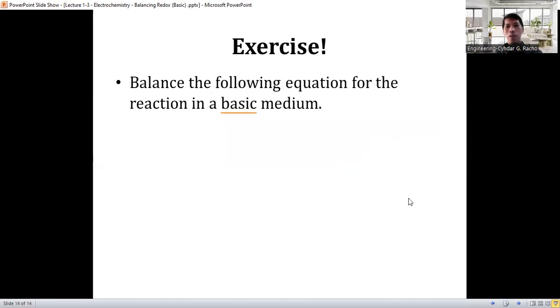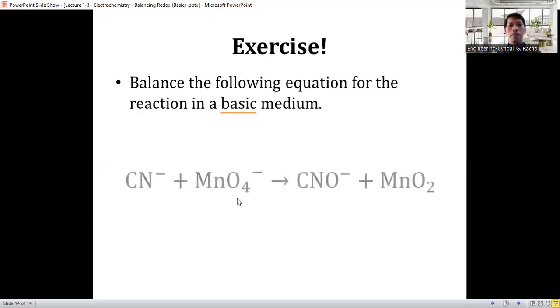Okay, so we have learned to balance the redox equation using basic medium. So let's have an exercise. So balance the following equation for the reaction in basic medium. Can you do that? Yes, you can. Kaya. So you try to solve it by yourself, and then we'll try to see if you got the correct answer when we have our synchronous class. Synchronous meeting na to, next meeting. So I will just announce that one.